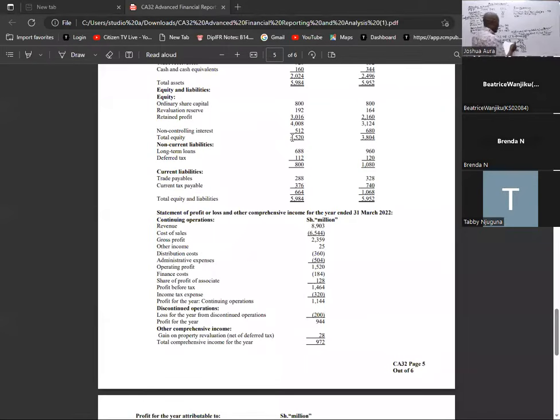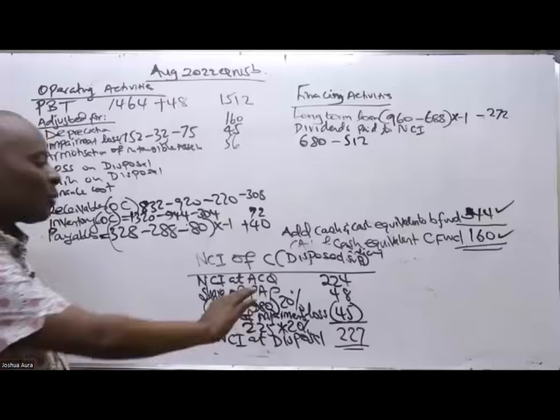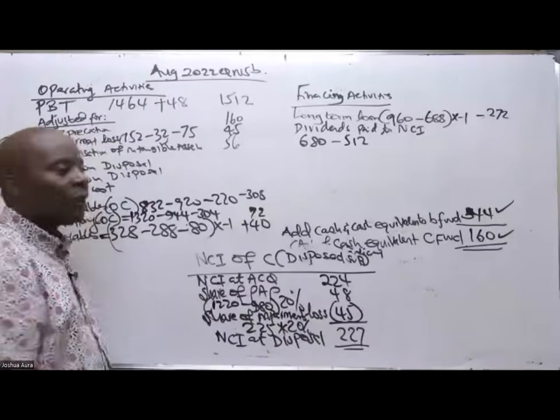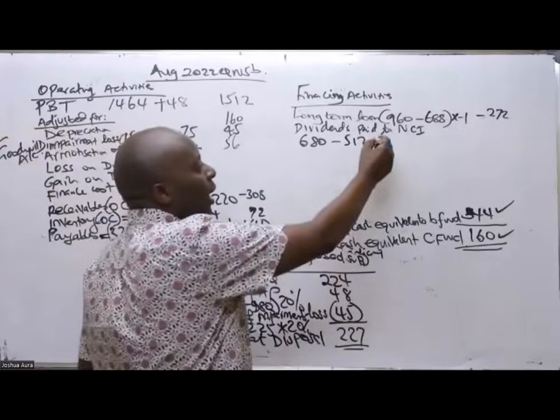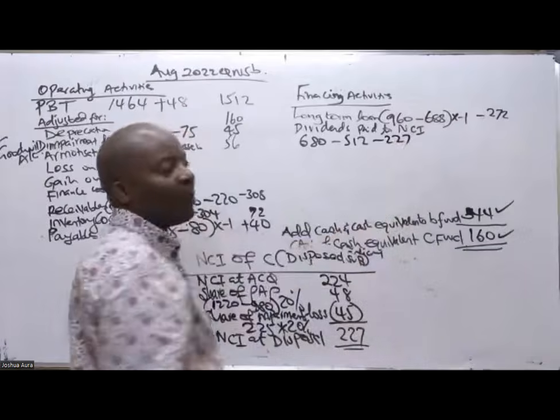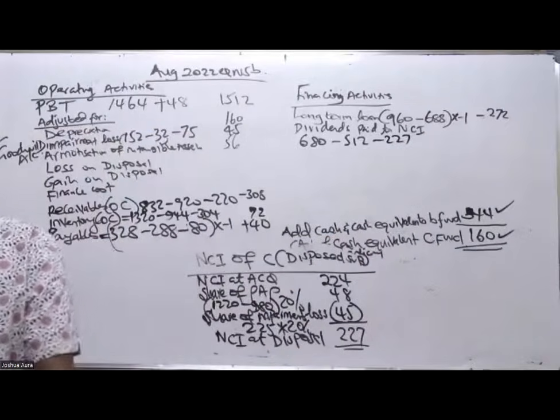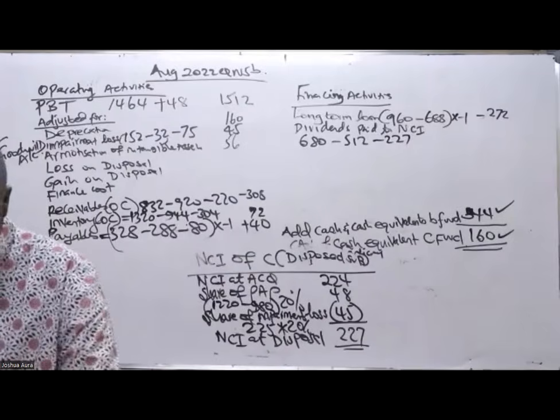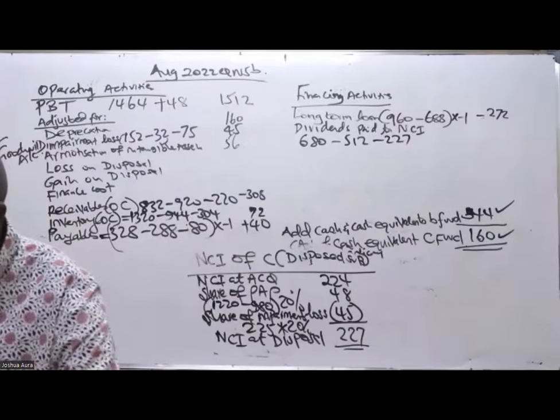So minus 512, minus 512, minus 512. Then don't forget, my good students, that we lost through disposal, we lost some NCI. So minus 227, minus 227. Then from there, ladies and gentlemen, without forgetting here, you must be a very bright student.